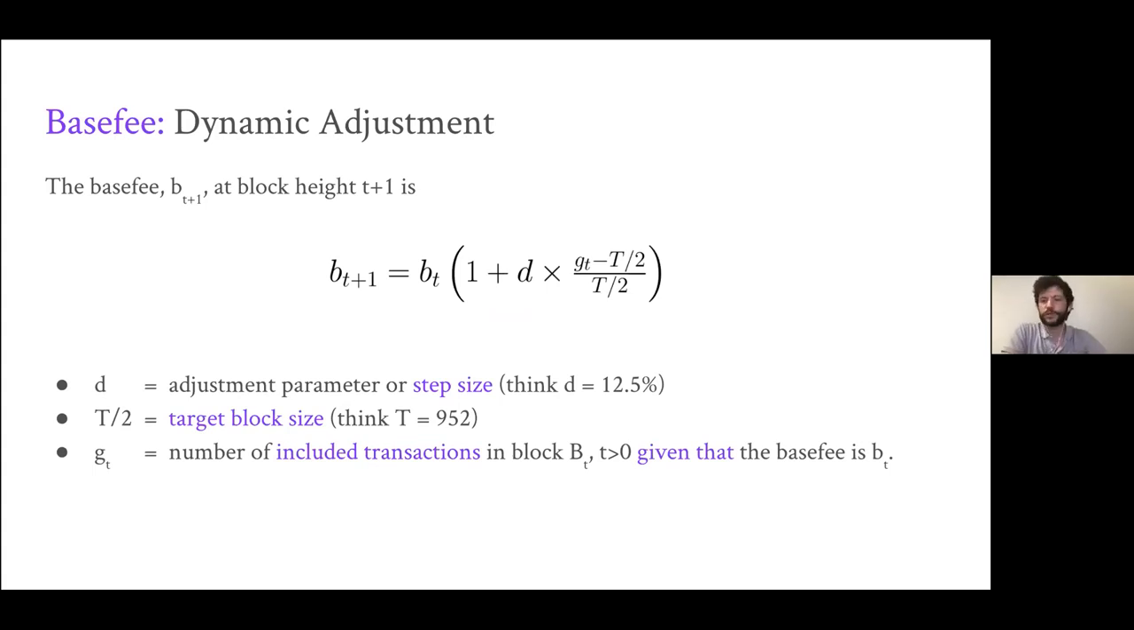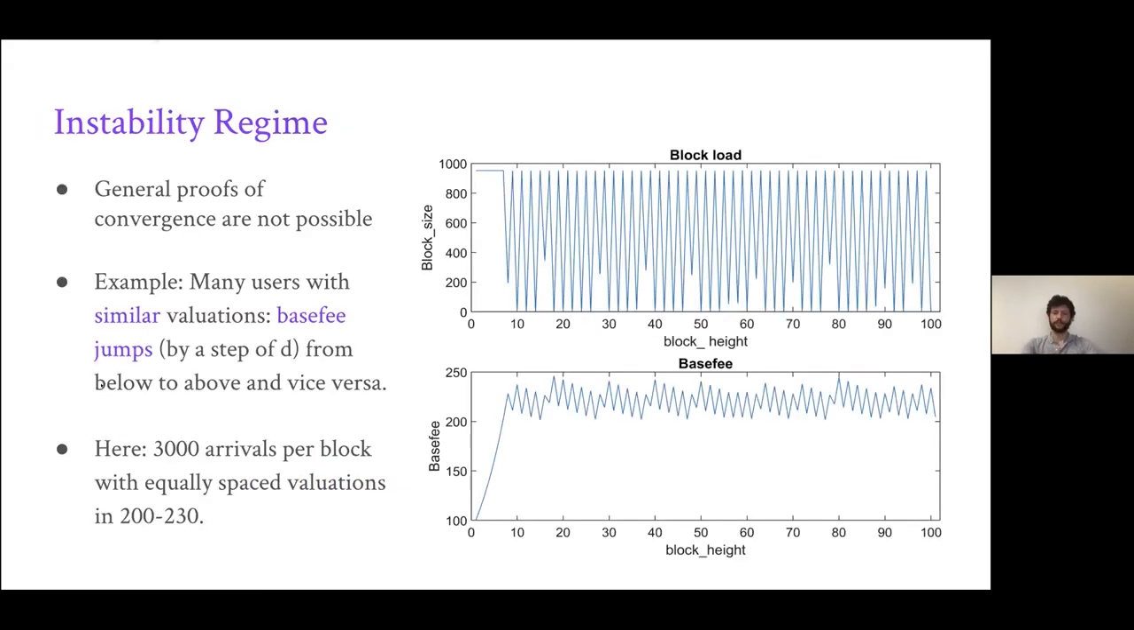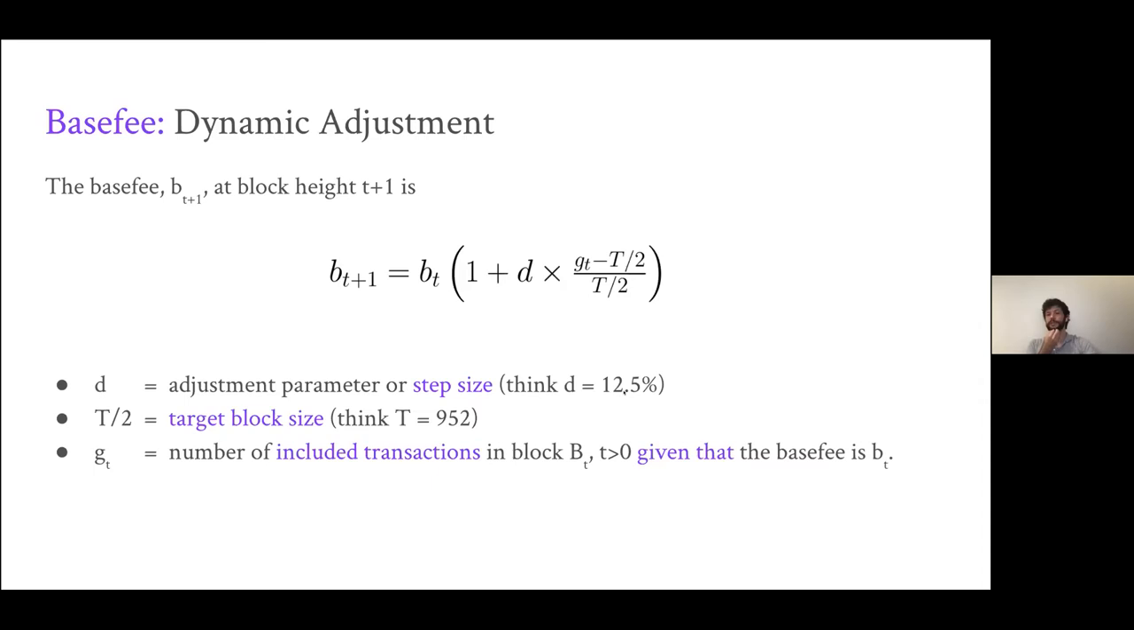The base fee gets updated at every block. You say, here's the block today, and here's the current base fee. This is information on the block. And now you want to figure out what should I do tomorrow? Should I increase the base fee or should I decrease it? Here's what the dynamic does. You have a step size, D, which you can think of as the step size of your learning dynamic. In the case of Ethereum, this parameter is 12.5%, or 0.125. It's a fixed parameter. And then this is multiplied with the following thing.